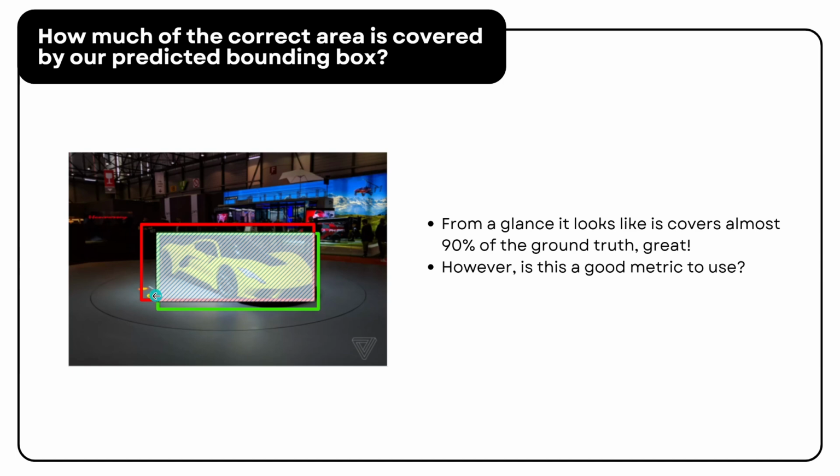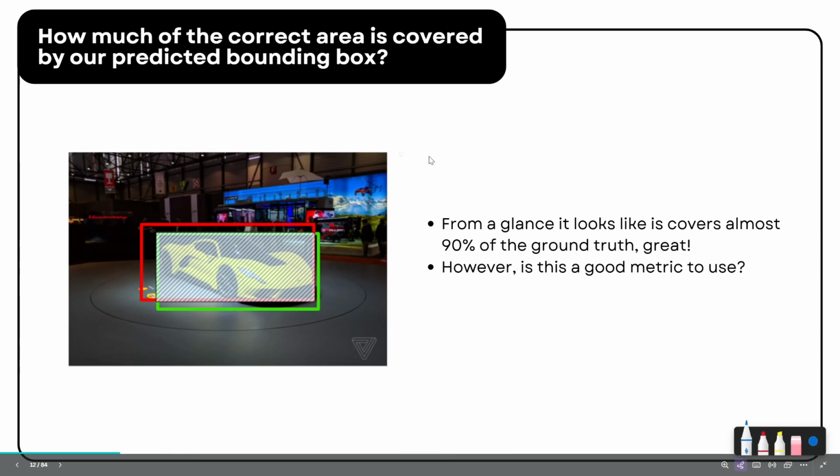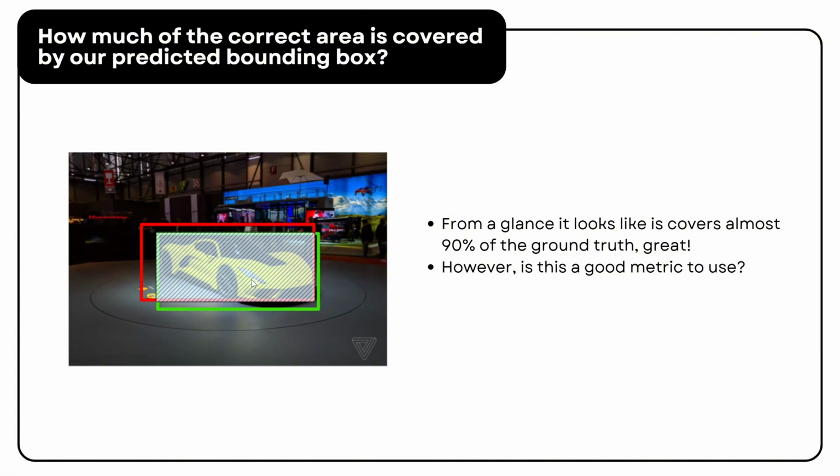So if we only ask how much of the ground truth is covered, we might give the model a false sense of high accuracy. To more fairly evaluate this, we use a metric called the IOU, or the intersection over union, which compares the area of overlap against the total area covered by both boxes. So it gives us a much more balanced view of how accurate our prediction really is. We will explore IOU in more detail next, but just remember, coverage alone isn't enough. We need to measure both how much we got it right and how much extra we included.